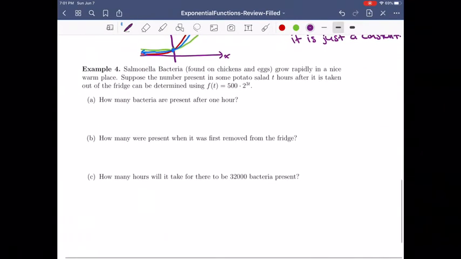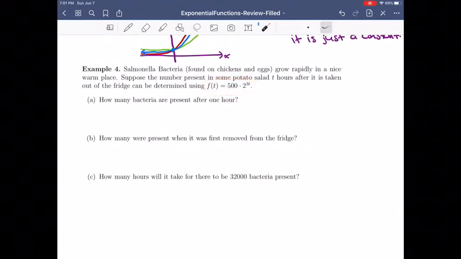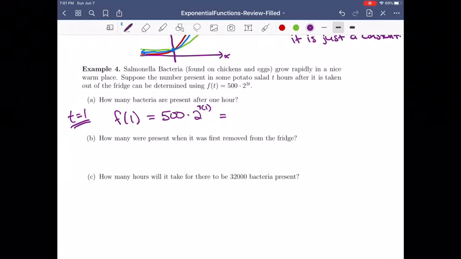So let's just do an example. Suppose salmonella bacteria found on chickens grow rapidly in a nice warm place. The number present in some potato salad t hours after you take it out of the fridge is determined by this equation: f of t is 500 times 2 to the 3t. How many bacteria are present after 1 hour? Well, that's going to be f of 1, because it's the number of bacteria t hours after it's taken out. So I just plug in t equals 1. I get 500 times 2 to the 3 times 1. So that's 500 times 8, which is 4,000 bacteria.